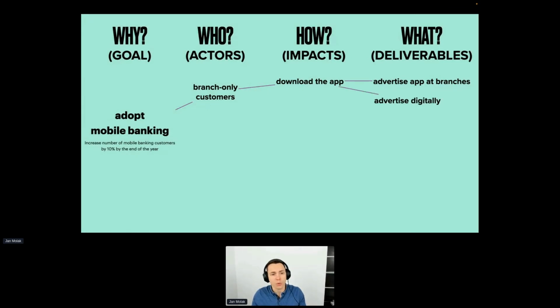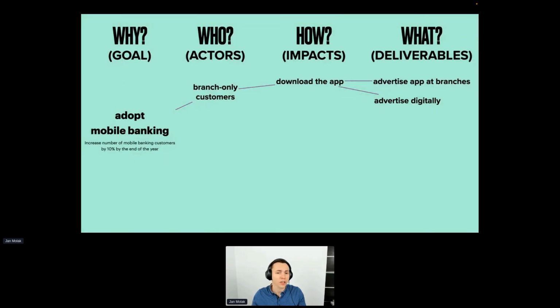But who knows? Maybe advertising online could be useful too, since it could help build brand awareness. Or maybe someone more digitally savvy will see our ad and tell our branch-only customers about it. The thing is that we can't really know for sure when we start with a project like this. But what we could do is put in a mechanism, a feedback loop, or in fact, multiple feedback loops to help us learn what works and what doesn't.